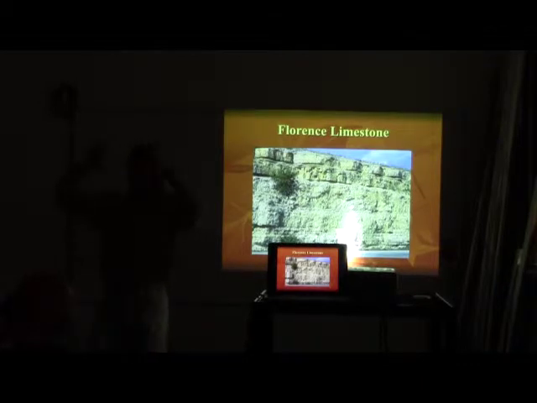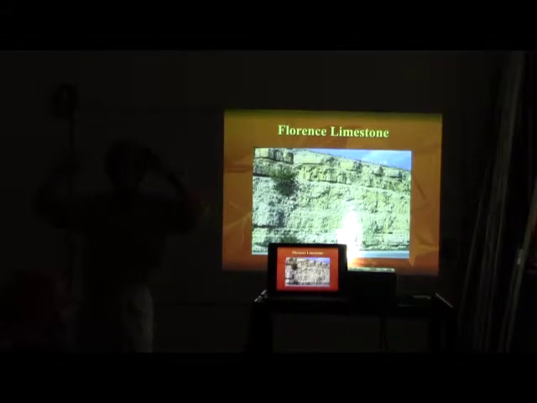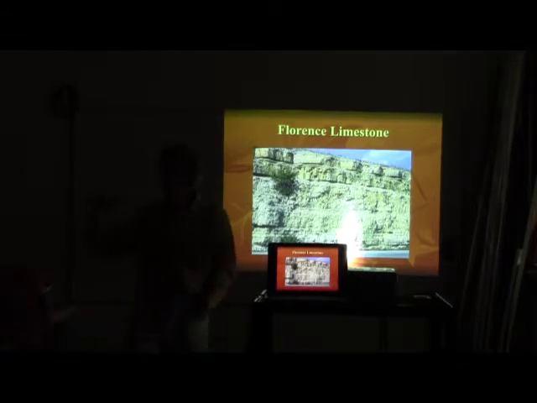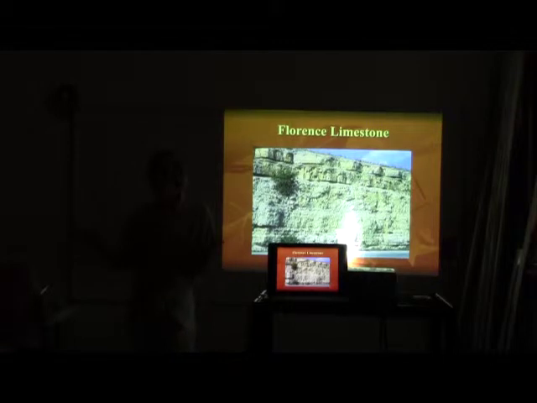So what happens is the limestones will slowly weather away, but the flint won't. The flint weathers out and accumulates on the surface. So you get this layer of rubble on the surface of the landscape of these broken pieces of chert. That's why it's called the Flint Hills.